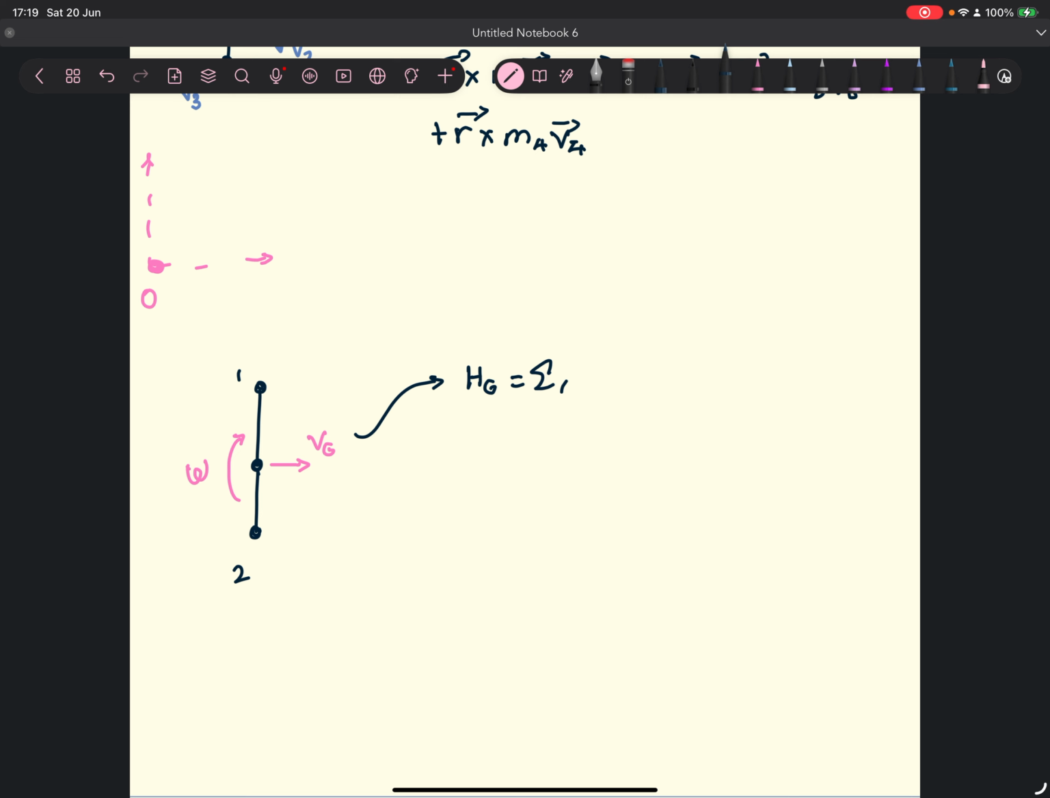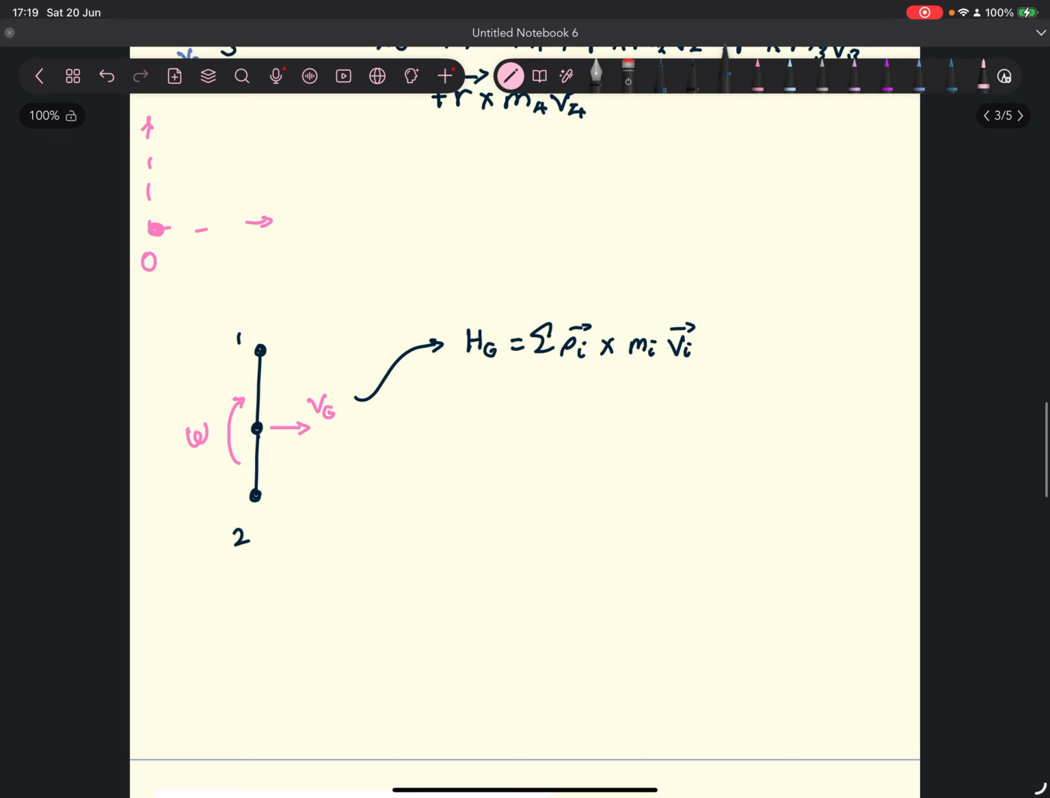So we're going to write our equation, which is rho I crossed with mi vi, right? Then rho I is basically the distance relative to G. So for particle 1, it's going to be this vector over here. For particle 2, it's going to be that vector over there. So you just find those respective position vectors. And then for Vi, so let's find V1. We can take V1 relative to point G, right? So this is point G.